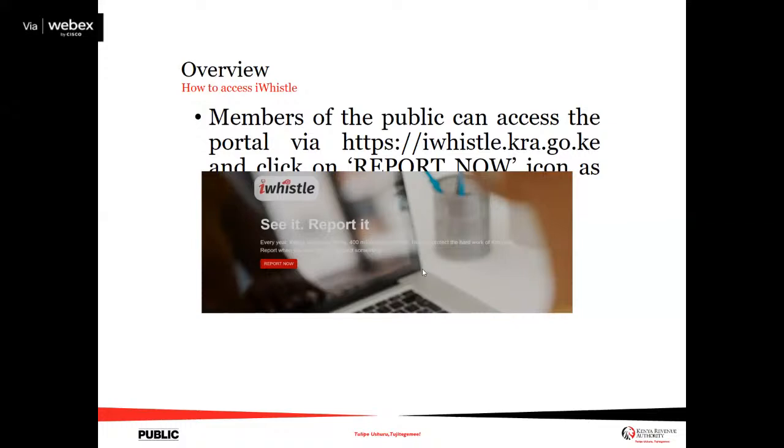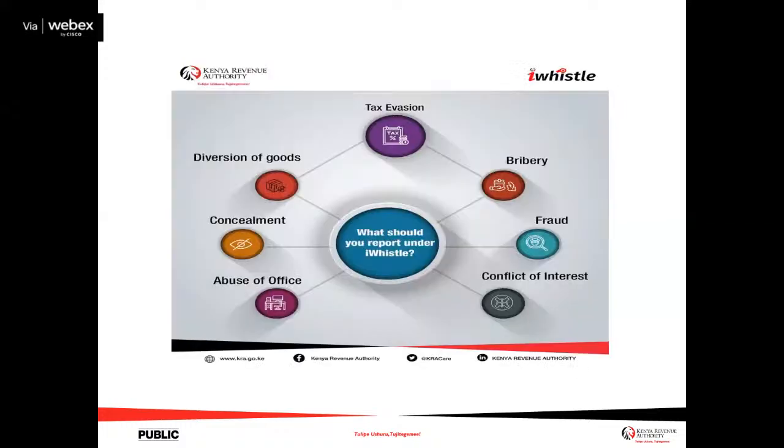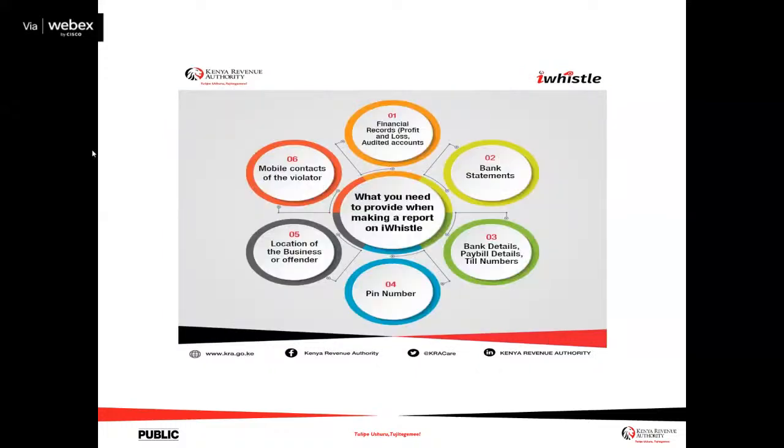So what is it that you need when you want to report, and what is it that you can actually report on iWhistle? One, tax evasion. If there's bribery, if there's fraud, if there's a conflict of interest, if someone has abused an office, so an abuse of office, concealment, or diversion of goods. So these are just the various options that you'll be able to find on our iWhistle to report the corruption incidents.